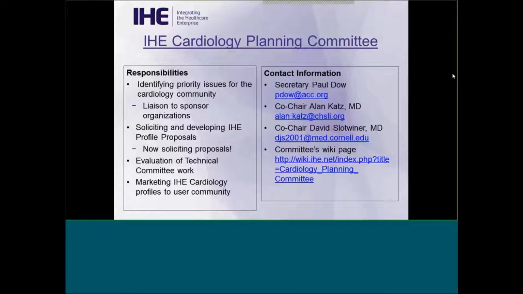Next slide, please. So on the next two slides, you will see some information about the two committees, and if you would like to support our work, feel free to contact any of us listed on the right side. The planning committee is usually more like the marketing group, which identifies the issues, which is actively soliciting input for the profile proposal step, and then also evaluating what the technical committee does.